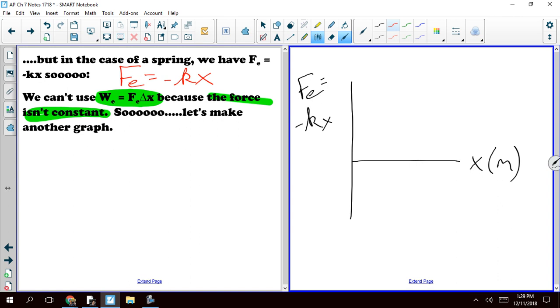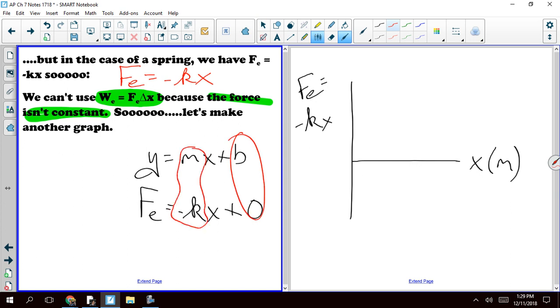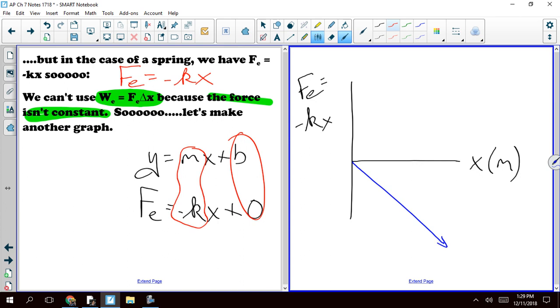So no matter what k is, quick side note. In general, if y equals mx plus b, that's the equation for a line, right? Here's what we've got: elastic force equals negative kx plus 0, so we've got a y-intercept of 0 and a slope of negative k. So in English, we're going to have a straight line with a slope of negative k. So that graph is then going to look like this, right?